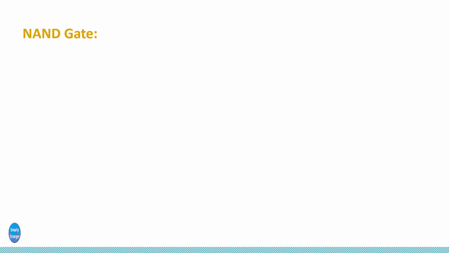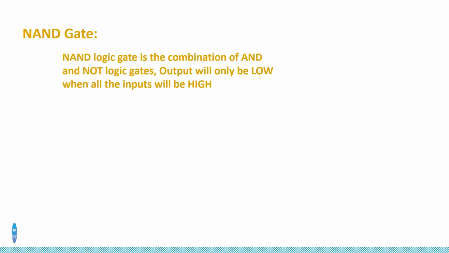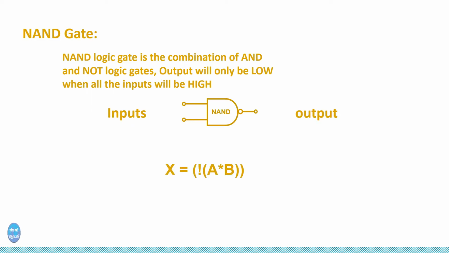Now we take a look at the NAND gate. The NAND logic gate is the combination of AND and NOT logic gates. The output will only be low when all the inputs are high. The formula for the NAND gate is X equals NOT of A asterisk B. Here X is the output. A and B are the inputs.